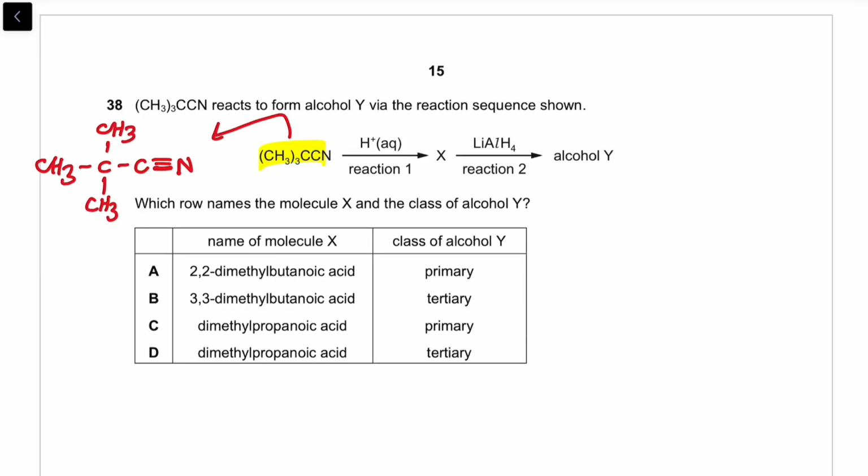Question 38. 2,2-dimethylbutanenitrile reacts to form alcohol Y via the reaction sequence shown below. Which row names the molecule X and the class of alcohol Y? I've drawn out the structure to save time. In reaction 1, we have hydrogen ions, which we can presume are coming from an acid, and so this nitrile is probably undergoing acid hydrolysis. Acid hydrolysis results in the formation of a carboxylic acid. So this CN group is going to turn into a COOH group, and we'll end up with the following acid.